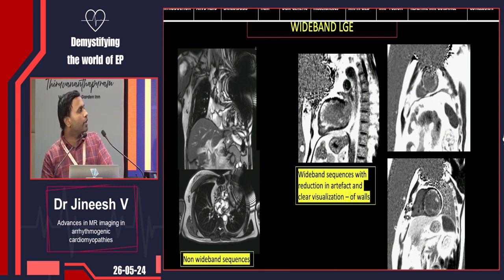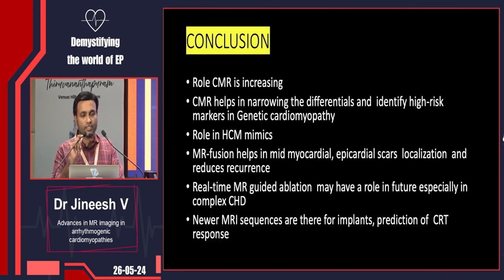And also regarding issues with MRI, there is a sequence called wideband LGE, which can bring down artifacts because the RF pulse is wideband, and as a result, it reduces the artifacts. So to conclude, the role of CMR is increasing. It can help narrow the differentials and identify high-risk markers in genetic cardiomyopathy. There is a role in HCM mimics, and it may help in mid-myocardial and epicardial scar localization, and it may be a future in real-time MR-guided ablation. And there are new sequences for implants and prediction of CRT response. Thank you.